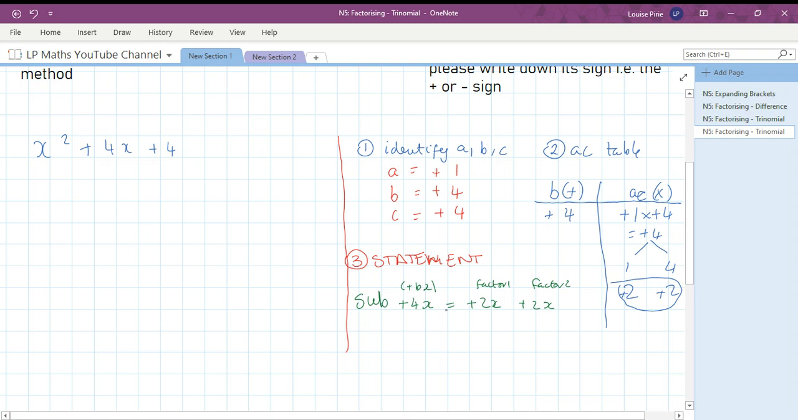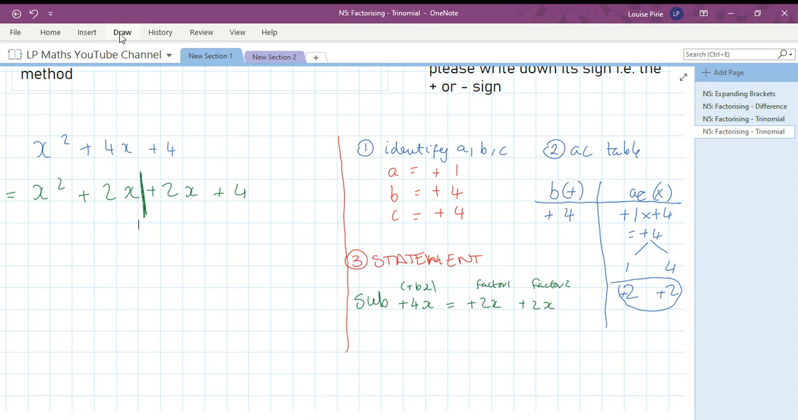Okay, so we're going to take the 4x out from the main question, and instead we're going to put plus 2x plus 2x. So let's just do that just now. We've got x squared plus 2x plus 2x plus 4. And what I'm going to do next is split that in half, and we're going to find the common factor of each half.